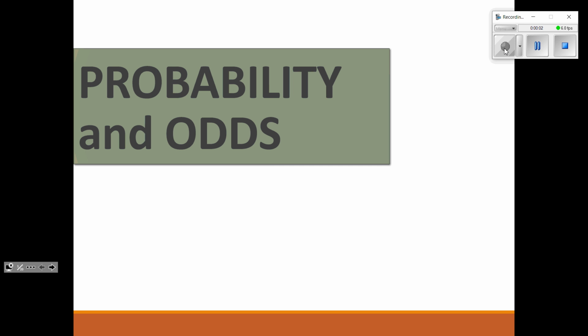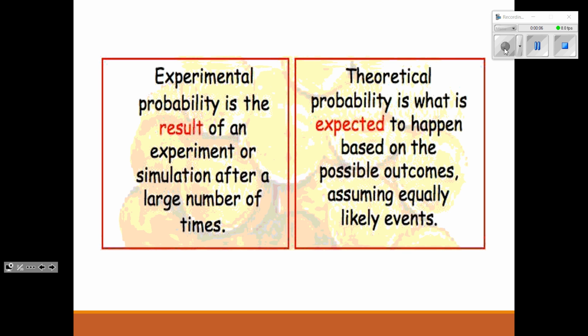Today our lesson is going to be on probability and odds. First, I want to make sure that you understand the difference between experimental and theoretical probability. Let's start with theoretical. Theoretical probability is what we're usually looking at. It is what is expected to happen based on the possible outcomes, assuming equally likely events.